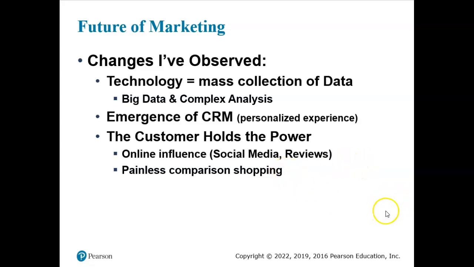And the last thing I'd say about it is, since the digital age of e-commerce, the customer holds a lot of sway, a lot of power in this. Online influence is huge in social media and in reviews, and it's very painless to do comparison shopping. So the customer's never been in a more powerful position than where they are today, and marketers need to react to that. Okay, so that's the overview of marketing, and you're going to learn a little bit more about it in the next 2 chapters.